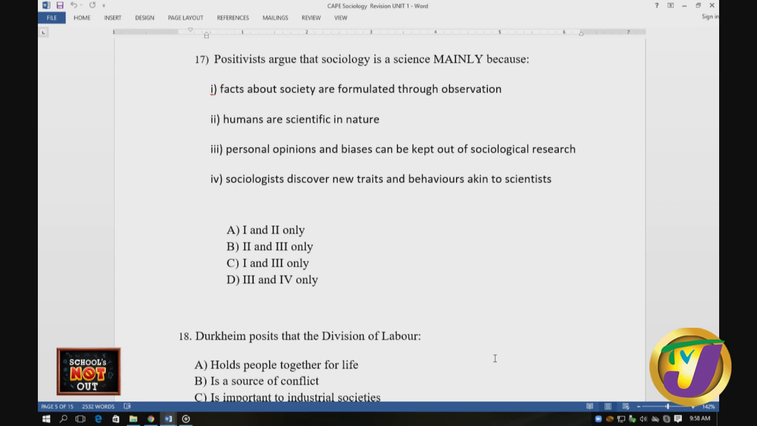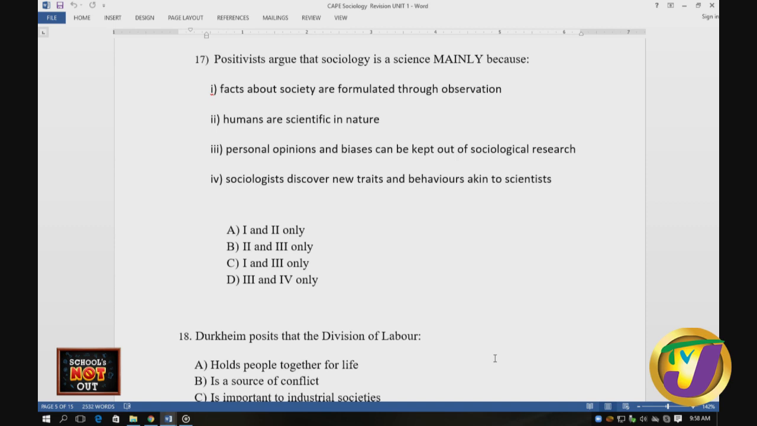So we continue here by saying positivists argue that sociology is a science mainly because, so you start to think now, what was the definition of positivism? And we said that positivists use the methodologies of the natural sciences to understand social phenomena. The plural is phenomena. The singular is phenomenon. So what you're able to do, you're able to use the methodologies of the natural sciences to understand social phenomena. So we see which one of them best agree.